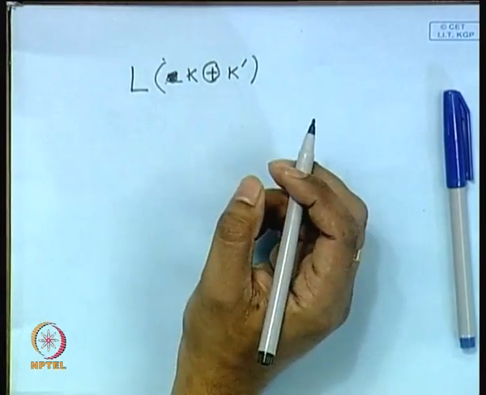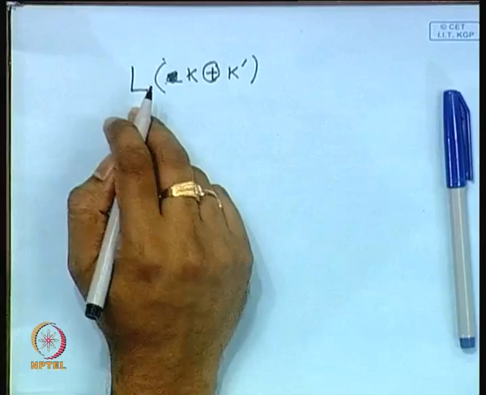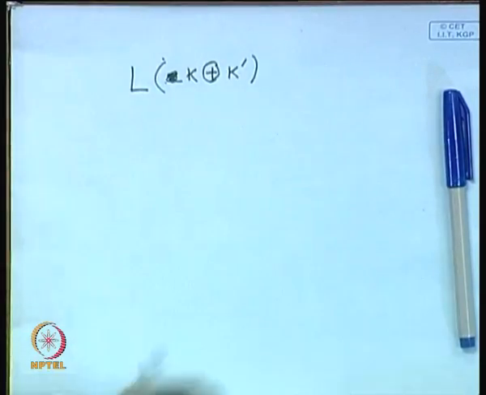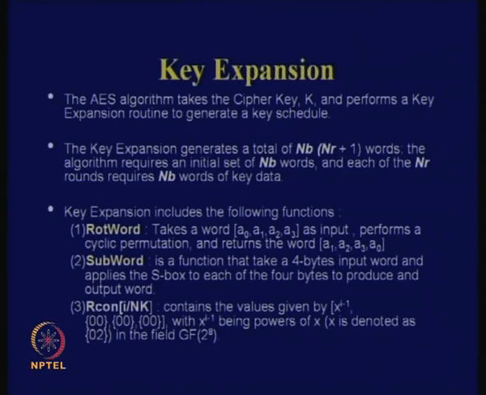But the same thing does not hold if instead of L we had a nonlinear transformation. So in order to prevent that, we require that in the key scheduling algorithm also there should be some amount of nonlinearity. Therefore, looking a little bit inside the key expansion of AES.